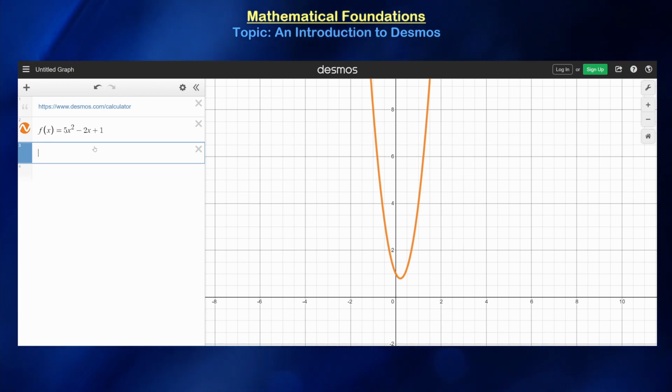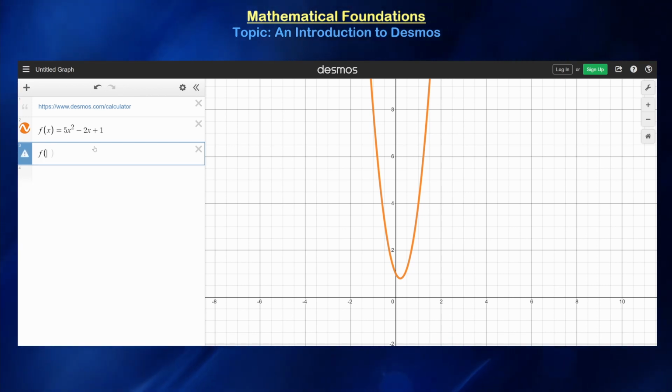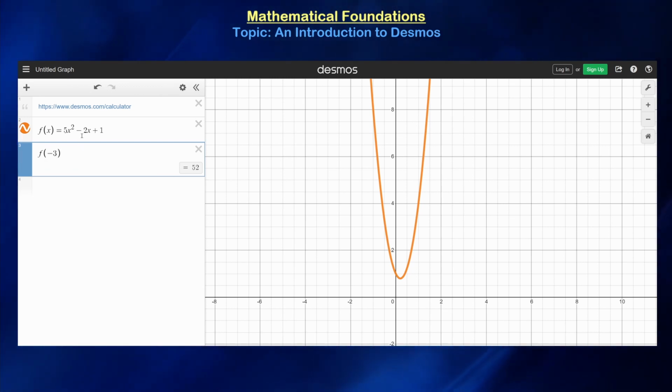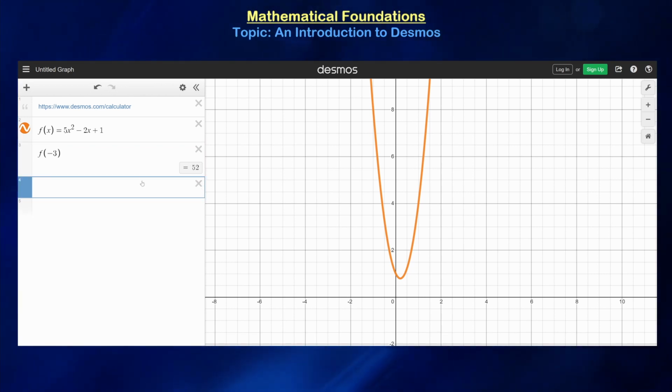So that is the graph of my parabola, 5x squared minus 2x plus 1. If I want to evaluate that function at a particular point, I can just do f of negative 3 on another line, and that will give me 52. That means if I were to plug in negative 3 into this function, I would get 52 as my particular output. Now, what if I want to deal with, for example, piecewise functions?